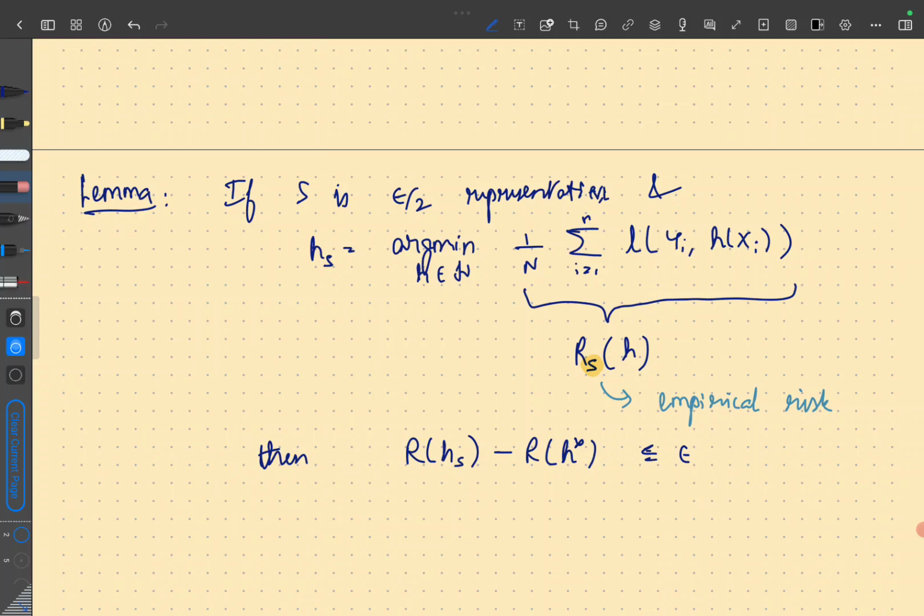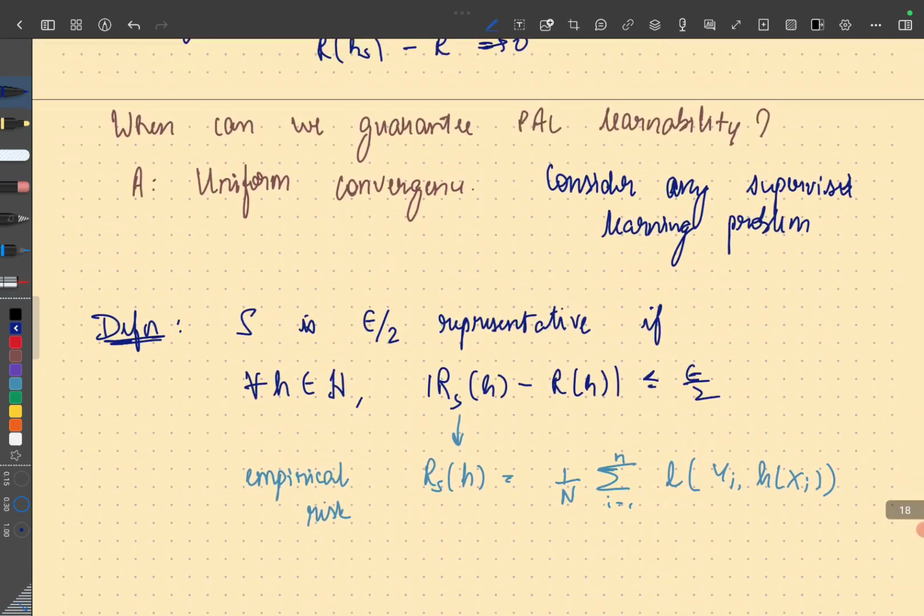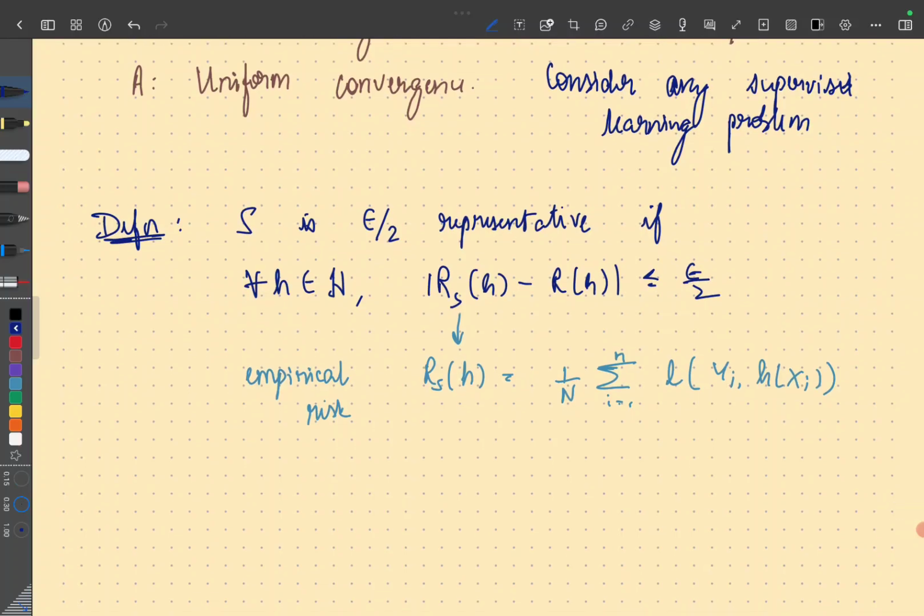So when you're fixing the way empirical risk is derived, it means you're fixing the learning algorithm. Correct, this is one learning algorithm. But this definition has nothing to do with the learning algorithm. This is a property of the hypothesis class and the sample. There's no algorithm in this definition.